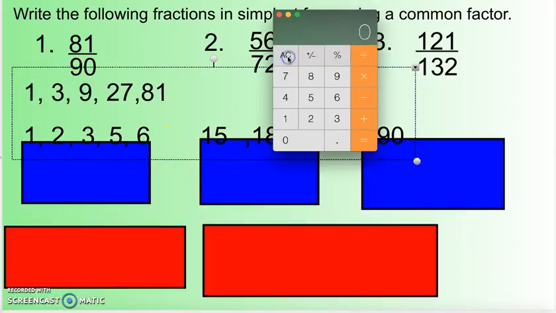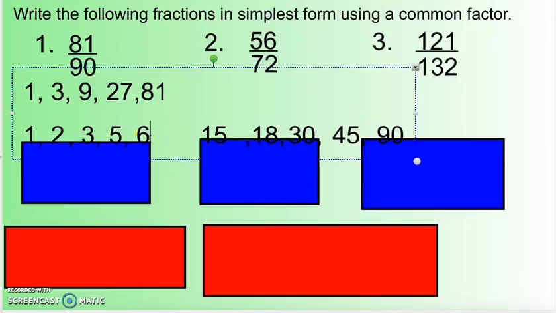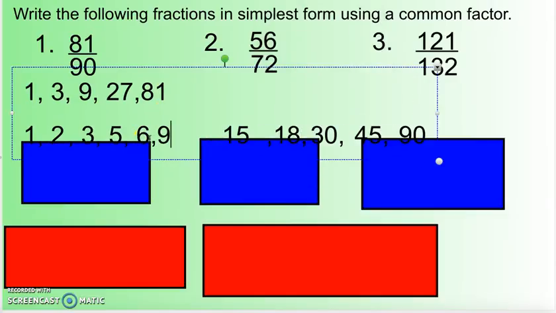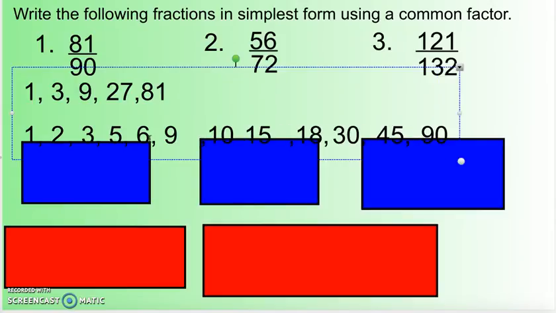Let's try 7. Nope. 8, nope, and lastly 9. And we know 9 goes in there. It goes in there 10 times. And so notice I start repeating numbers now because I got to 9, 9 times 10, and then I would start repeating all these numbers. So I'm going to stop.